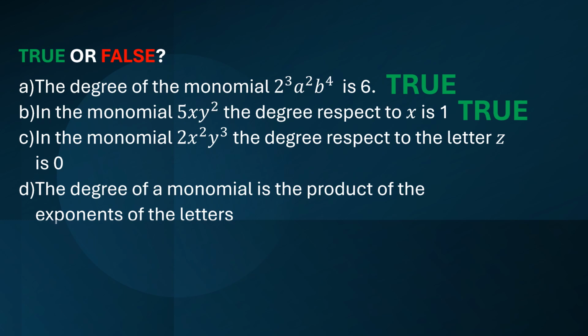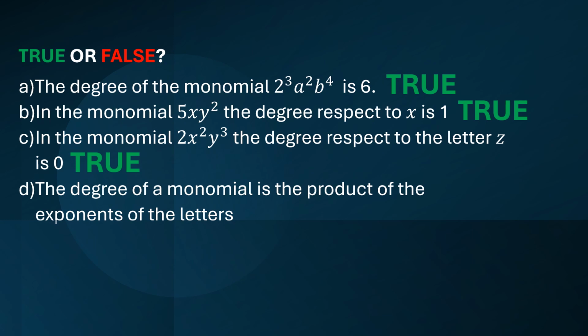Letter C. In the monomial 2x squared y to the cube, the degree respect to the letter z is 0. I'll show the answer in 3, 2, 1. This is true. Why? Because if we have z to the 0, this would be equal to 1. Okay, so if we multiply 2x squared y to the cube by 1, we will still get 2x squared y to the cube. So it is right to assert that the exponent, and so the degree with respect to the letter z, is indeed 0. Okay?